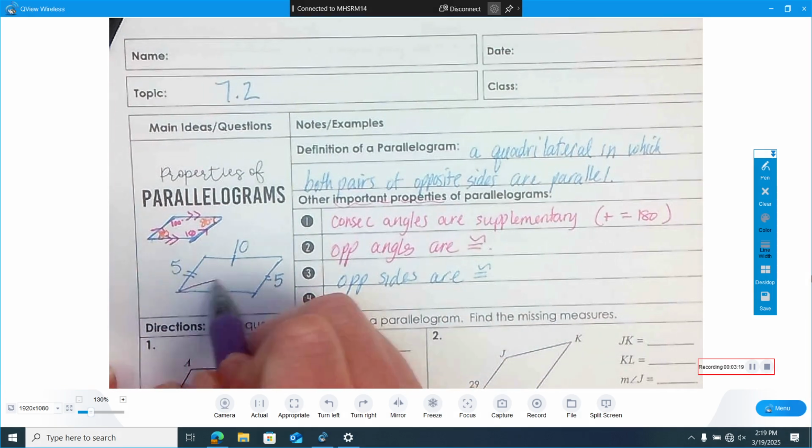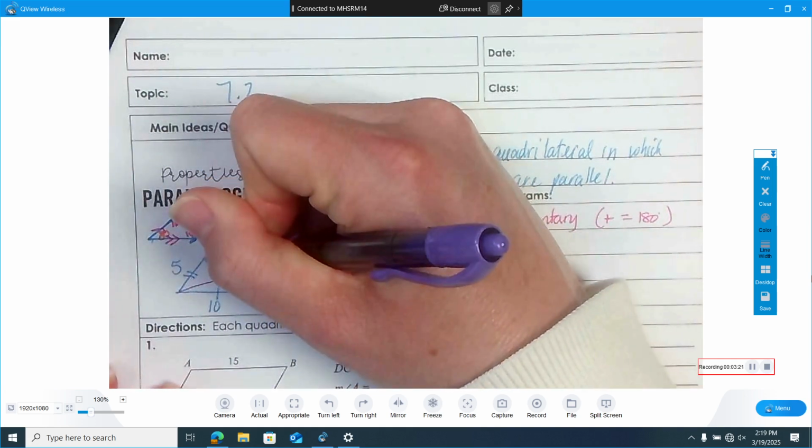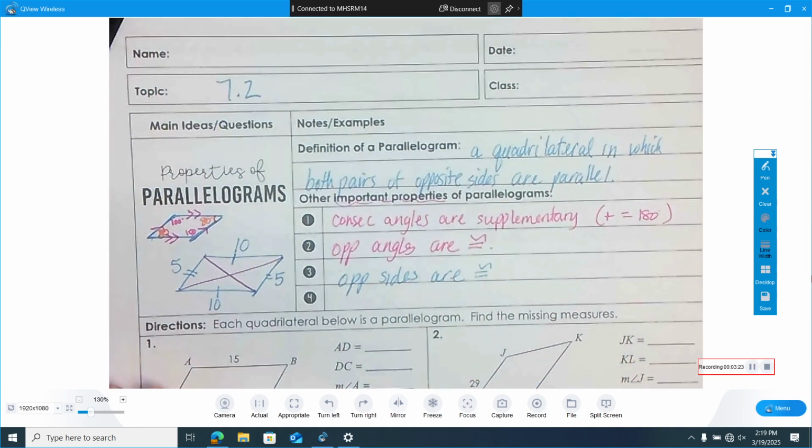And the very last thing that we have is about the diagonals. So I'm going to draw some diagonals. The diagonals are not the same length necessarily. And you can maybe see that a little bit better here. This is a short diagonal, and this is a very long diagonal in that first parallelogram I drew.